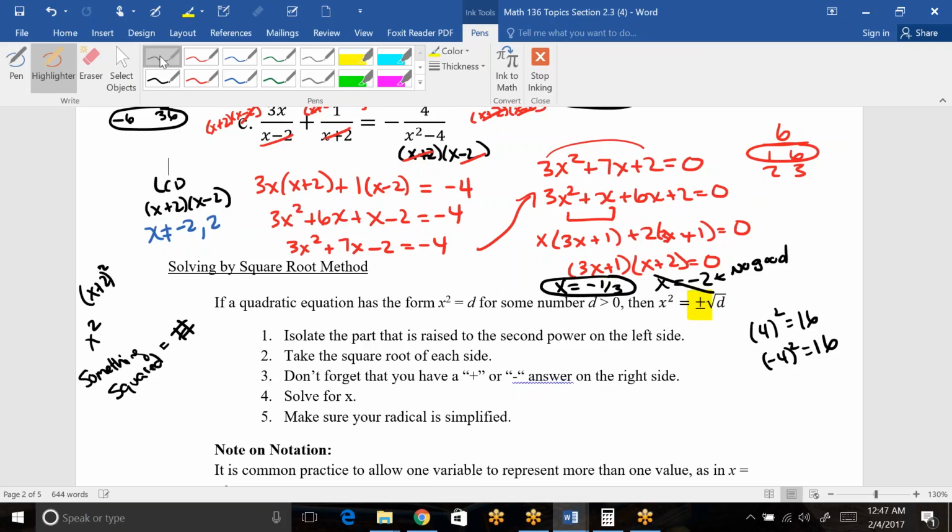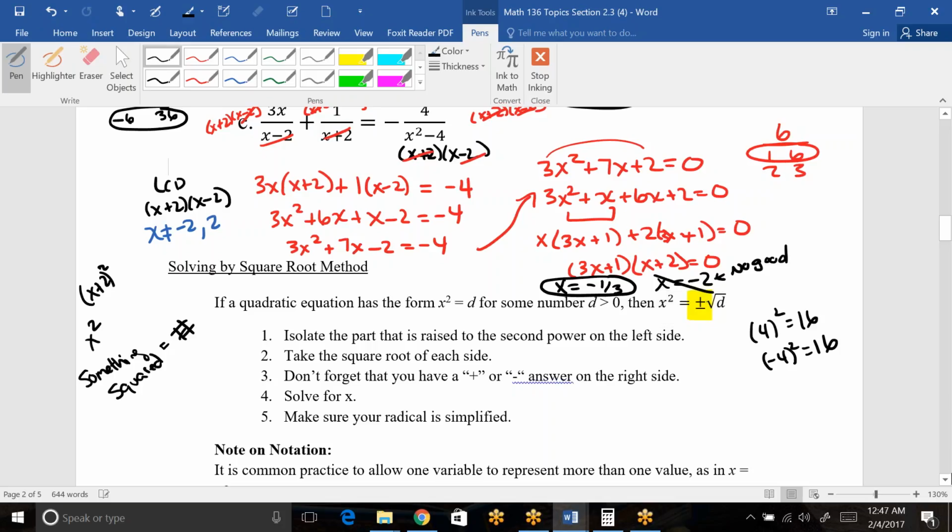That does not happen every time you see a square root in your life. Anytime you take a square root of both sides, that is when you must add the plus or minus. So here are the rules. Isolate the part that is raised to the second power on the left side. Take the square root of each side. Don't forget to write a plus or minus on the right side with the part you just took the square root of. Solve for x.